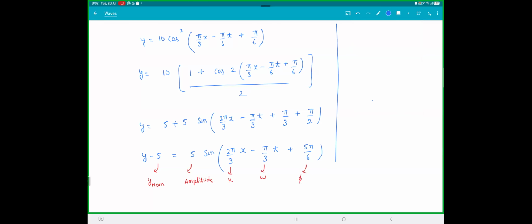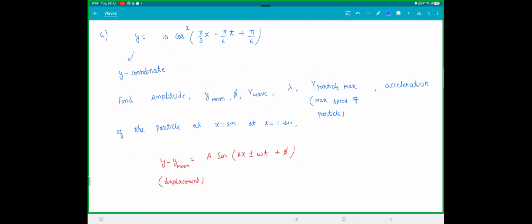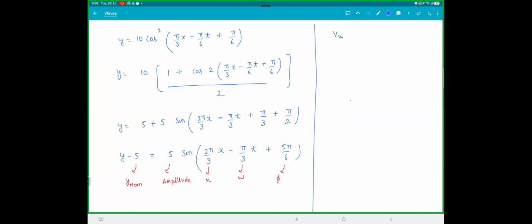So what do you want to find? You want to find y mean. We got it. Amplitude. We got it. V wave. V wave is omega by K. You know omega. You know K. Substitute. You'll get the answer. We want V particle maximum. Do you guys remember in SHM what is the particle speed? What is the maximum speed of a particle in SHM? A omega. You can still use it here because these particles are still doing SHM, right? And what else you need? You need acceleration.